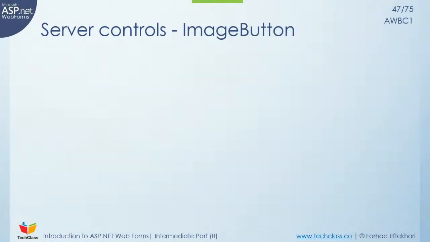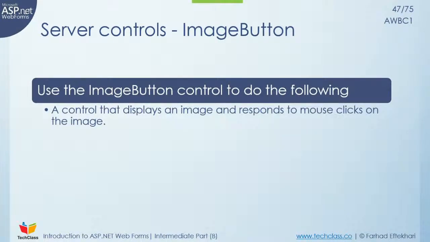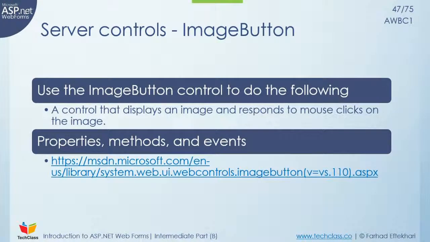And the next control is ImageButton, which is completely similar to the Button control that we earlier worked with. The main difference is that instead of showing a default button to the user, you're allowed to insert an image as that button, and when your user clicks on that image, it will act like a button for you. In this link you can read more about the properties, methods, and events of this control.